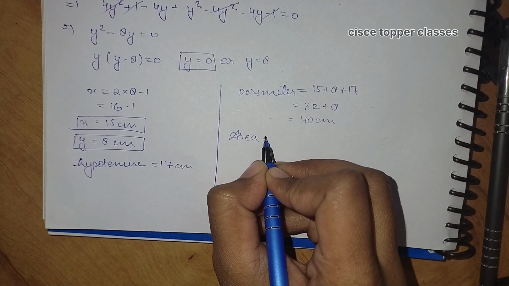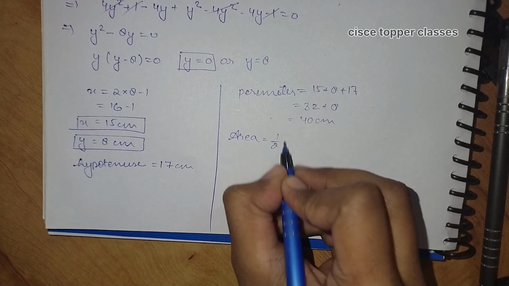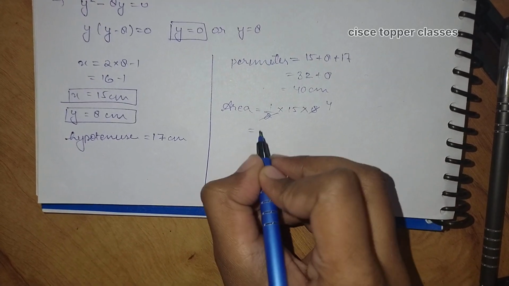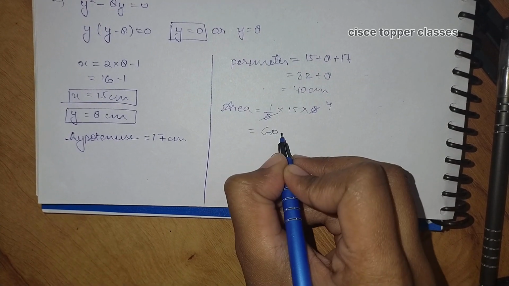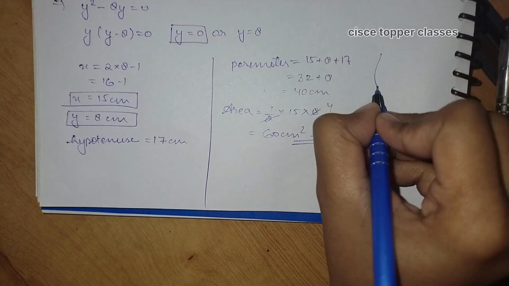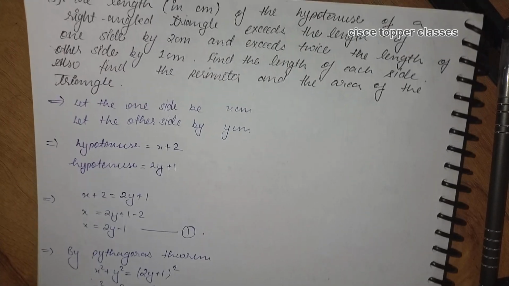And area of triangle will be half into both sides. So half into 15 into 8, this will be cancelled out by 4, and 15 into 4 will become 60 here. So 60 centimeter square is the area of triangle. So this is the final answer in this question, and this is the solution of question number 45 here.